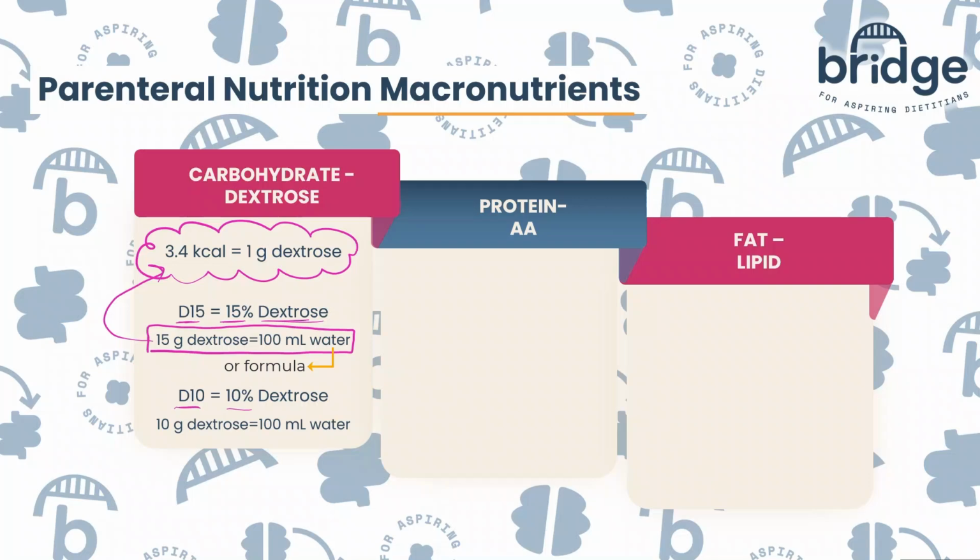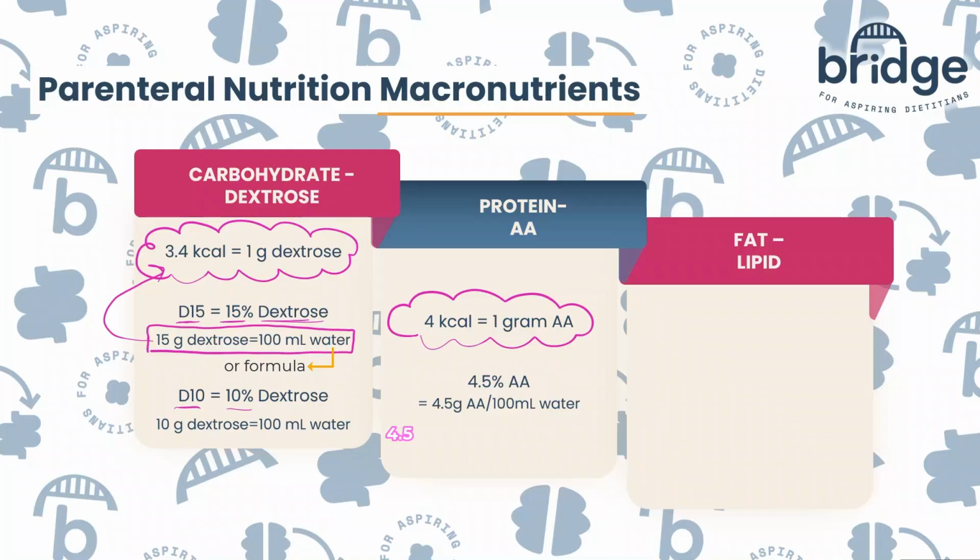For amino acids, this is nice and simple, same as regular nutrition. 1 gram of amino acid has 4 calories. Worth knowing, it's an equivalent statement that you will use in these calculations. And like dextrose, we list the amount of protein as a percent. So let's say our recommendation says 4.5% amino acids. That's 4.5 grams of amino acid in 100 grams or 100 milliliters of water.